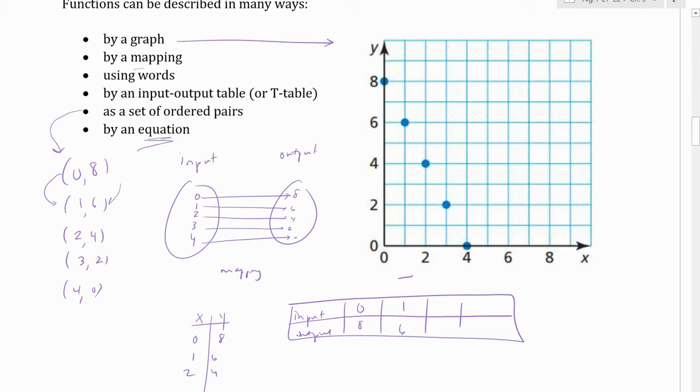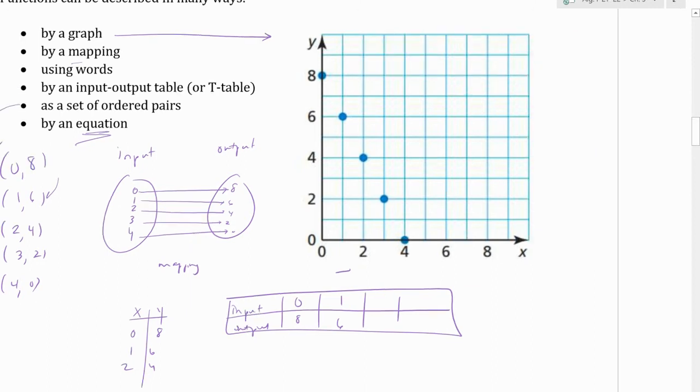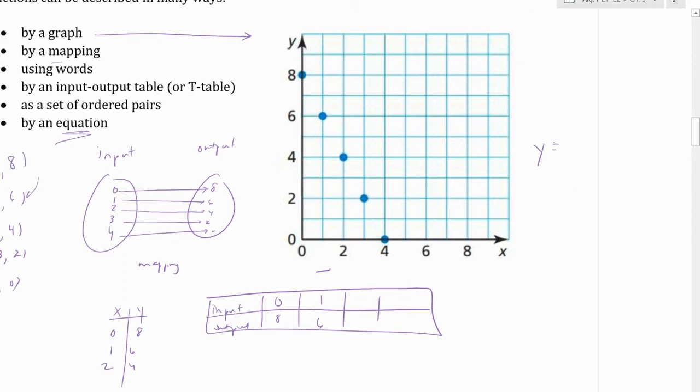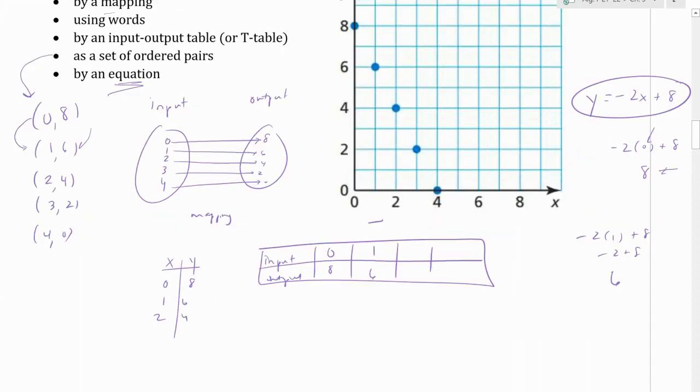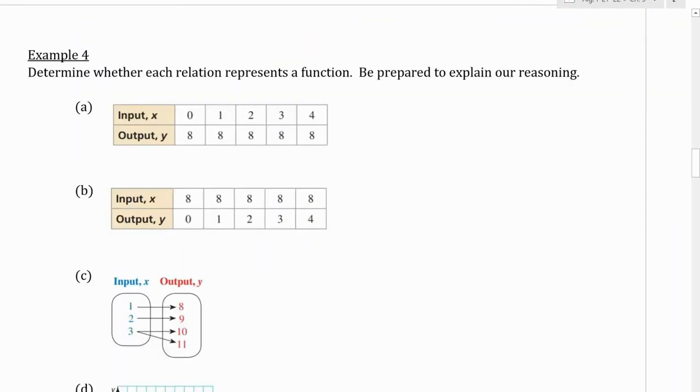Now, for the equation, we'll work our way up to that. I can go ahead and tell you what it is. It's that. So that for every X I plug in, I multiply by -2 and add 8. So I plugged in a 0, I got out an 8. I plugged in a 1, I got out a 6. So there's lots of ways of describing functions.